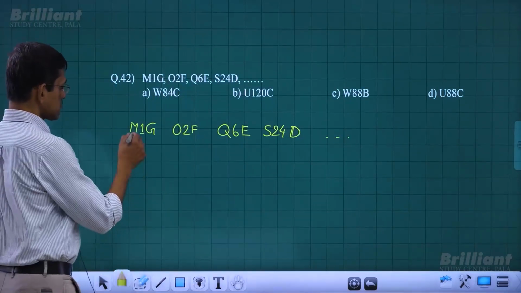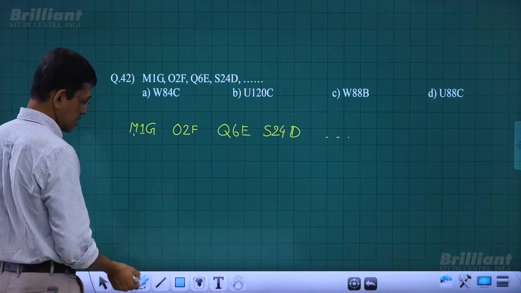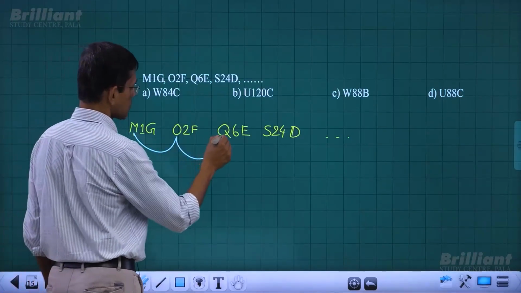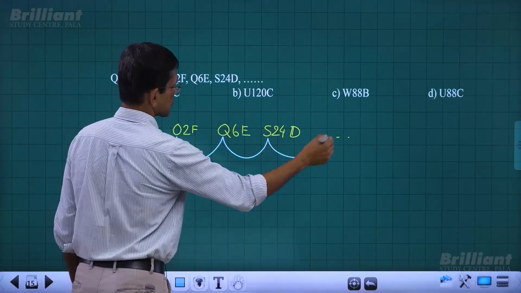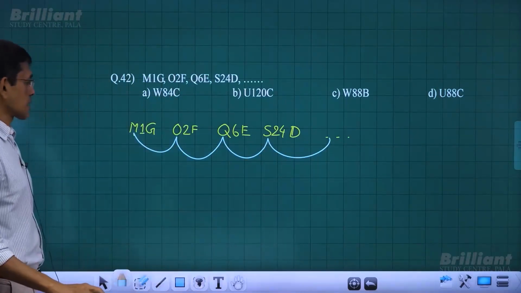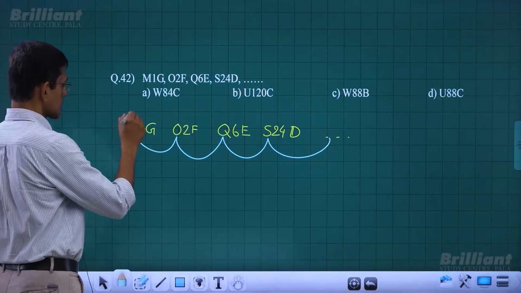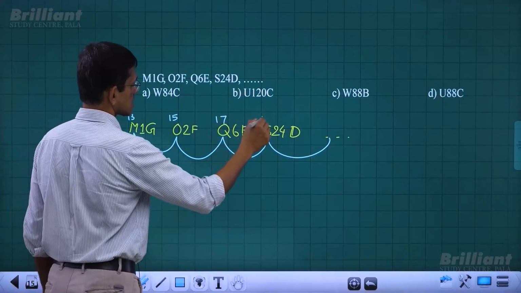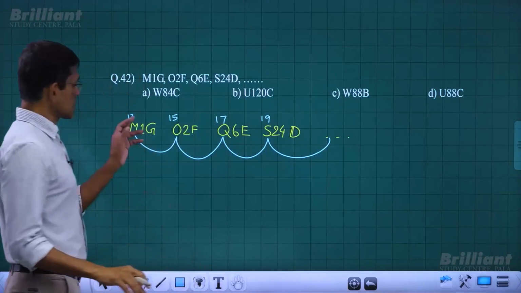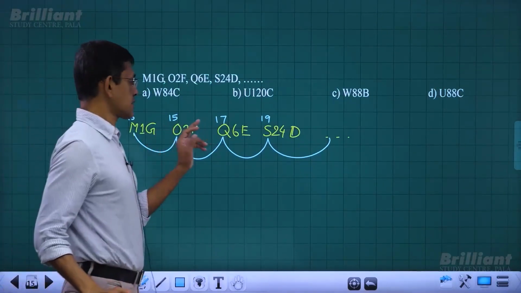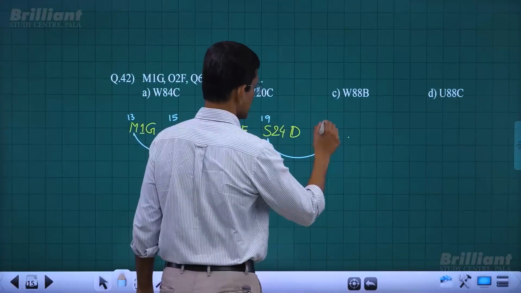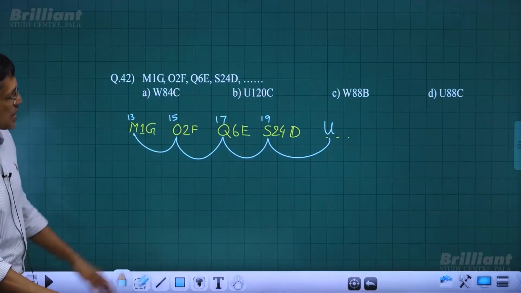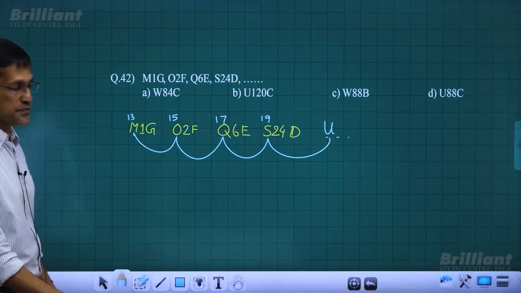So this is what we do here. Connect the first letters. M, O, Q, S and what? M is 13, O is 15, Q is 17, S is 19. So 13 plus 2, 15, 17, 19, 21. So U. The first letter of the answer must be U. So we have two answer choices starting from U.